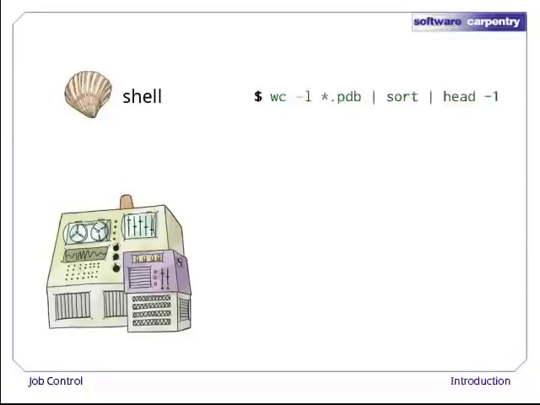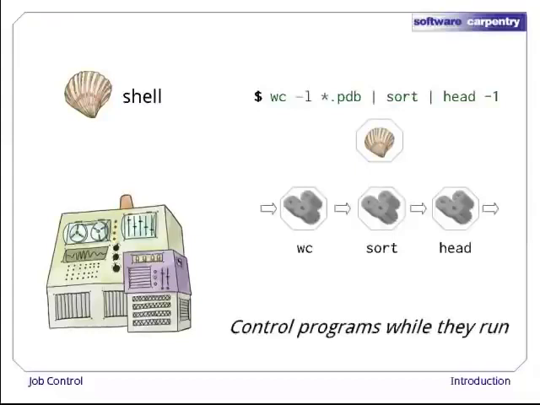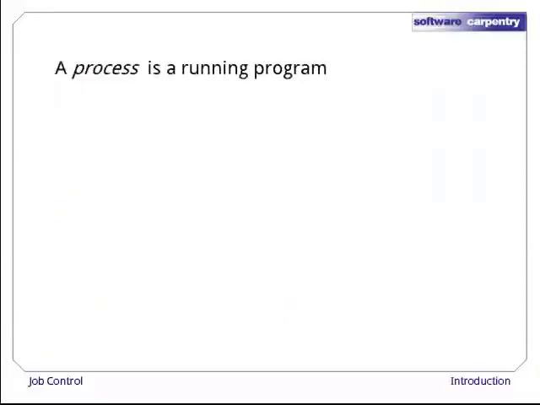We're looking at how to control a computer using a command line shell. We've seen how to use pipes to combine programs, which tells the shell to use the output of one as the input of the next. What we'll look at in this episode is how to control programs once they're running. What we really mean by that is how to control processes. A process is just a running program.